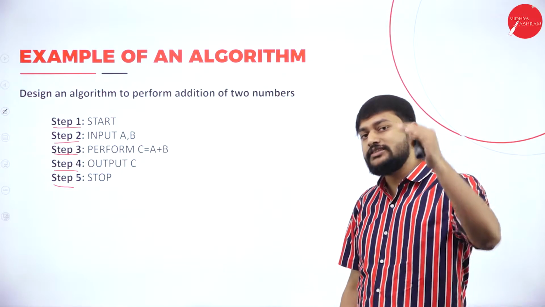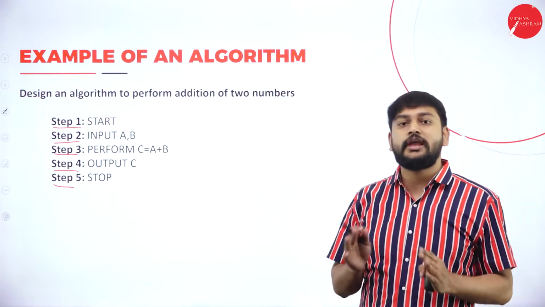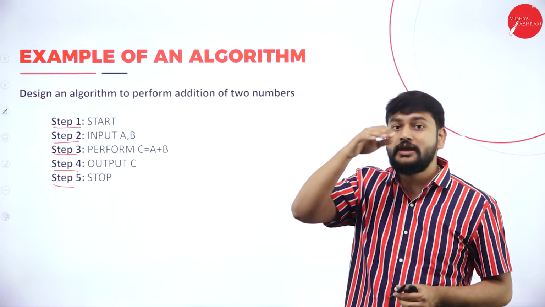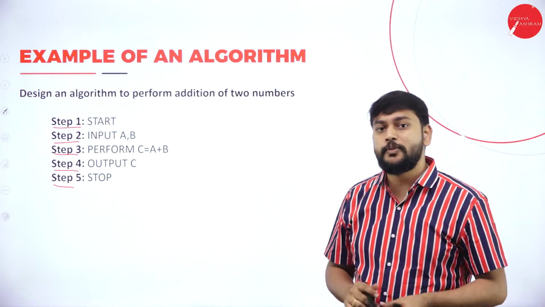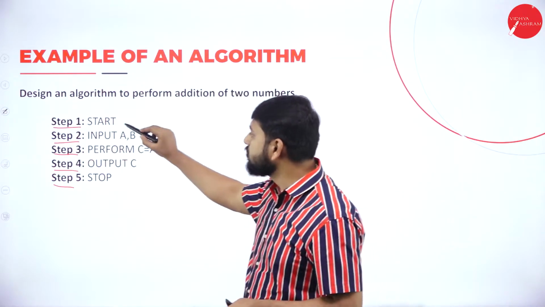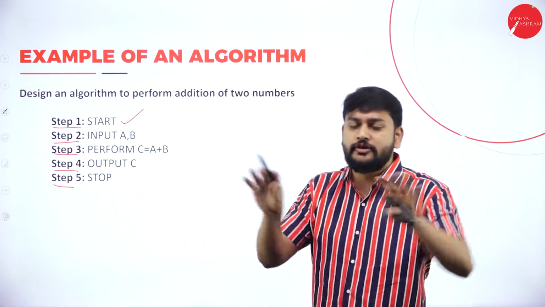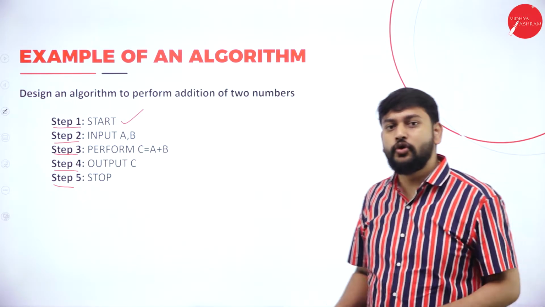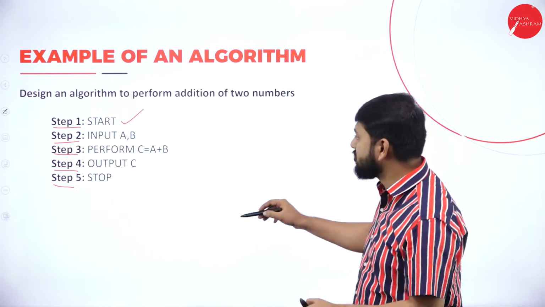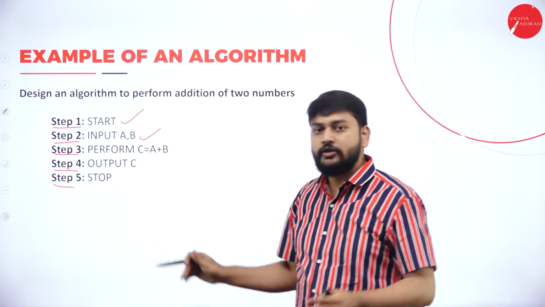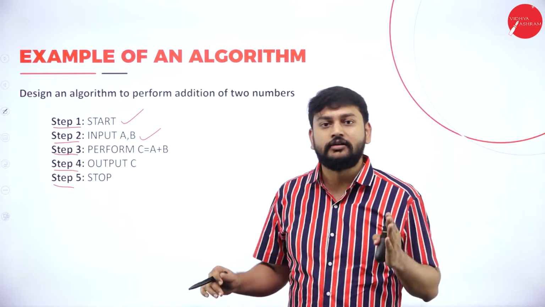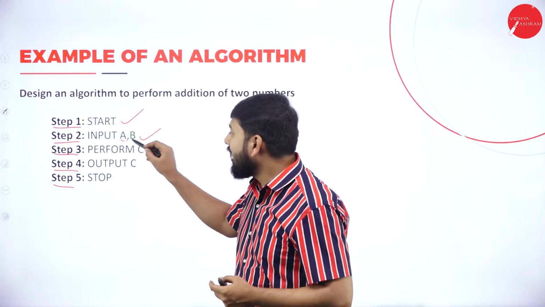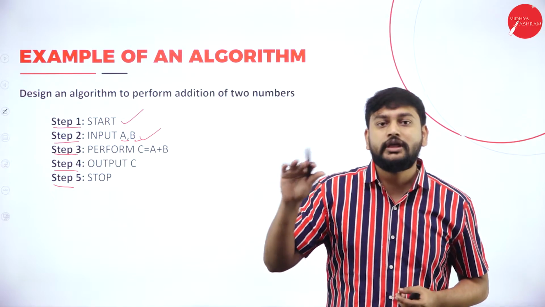Okay. So I always start with step one. In all algorithms, step one will be start. Step one will be start. Step two, what will you do if you have any inputs? If there are inputs, you will read all the inputs. So that should be step two. What am I doing here? Input A, comma B.